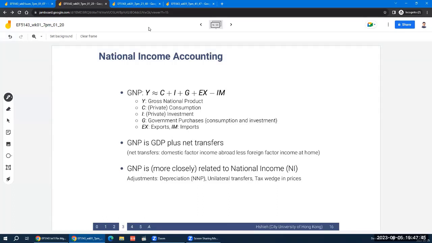So Y is GNP, C is private consumption, so that's households, corporations, and so forth. I is private investments, again, corporations, households. G is government spending or government purchases, which is another form of consumption and investment. EX is exports, and IM is imports. So I remind you again, whenever you see this, you should be thinking current account.